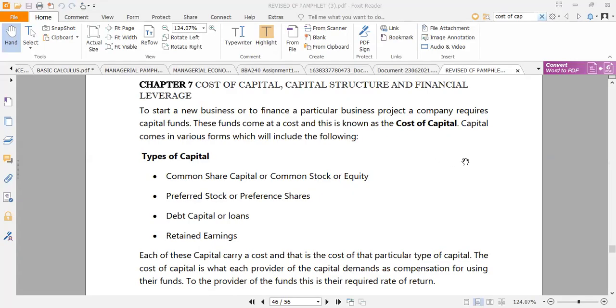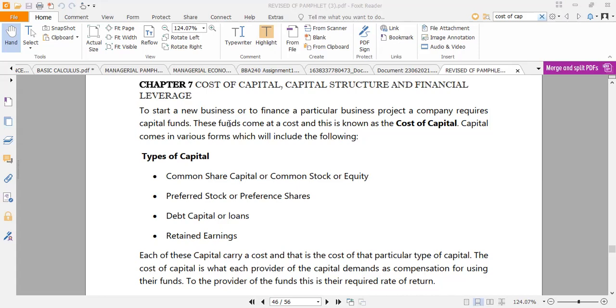Cost of capital, capital structure, and financial leverage. We must understand that any business that starts requires funds to operate. And these funds that are used have a cost attached to them, called cost of capital. This is what makes what we call the capital structure. Types of capital used include common stock, preferred stock, debt, and retained earnings.